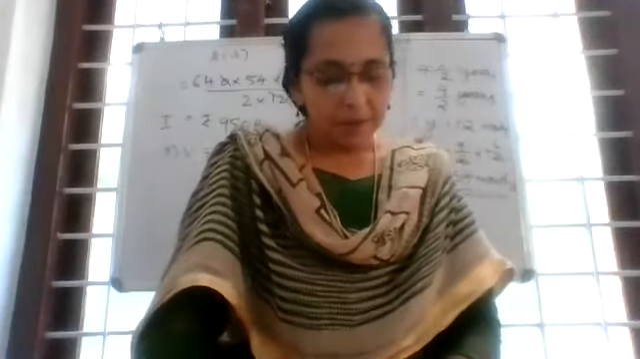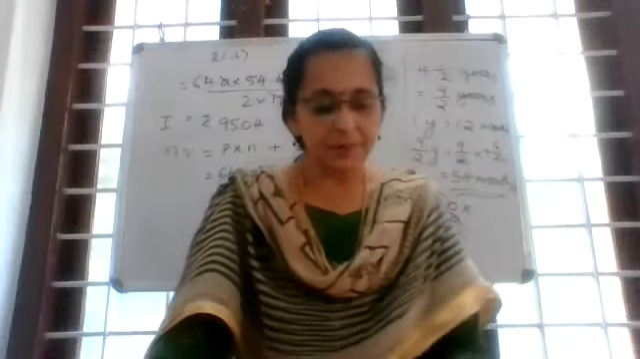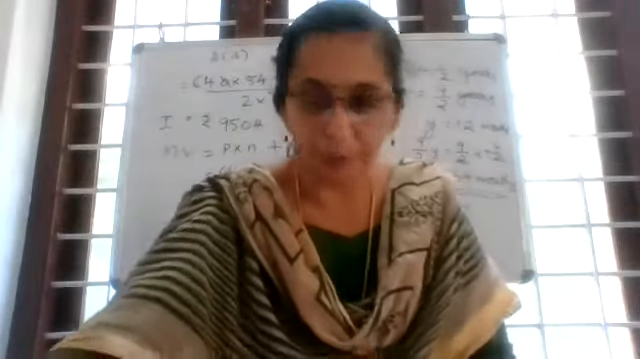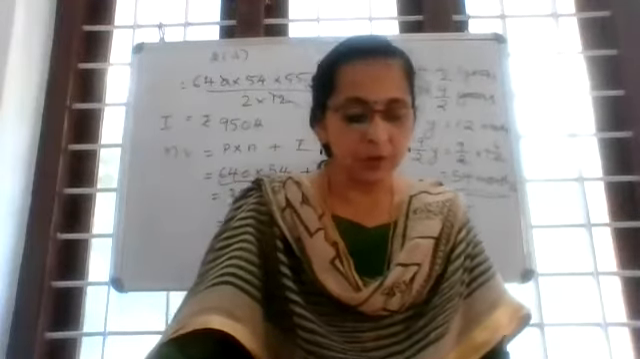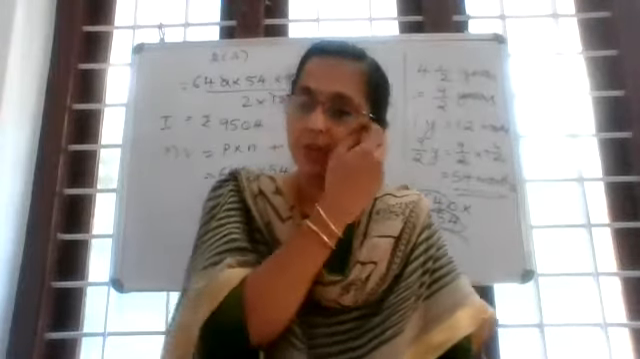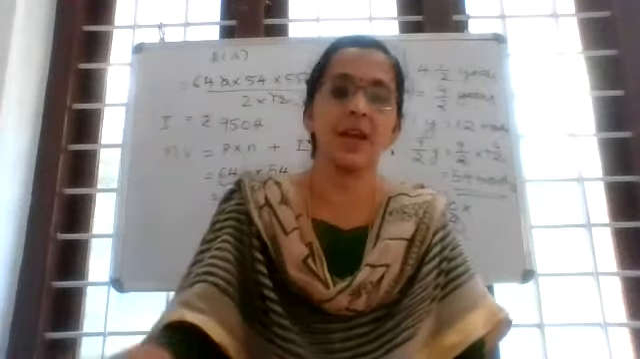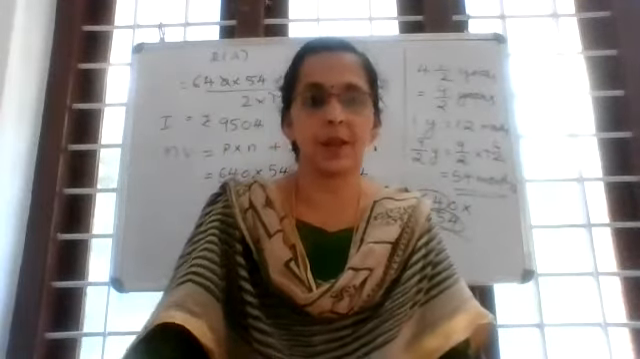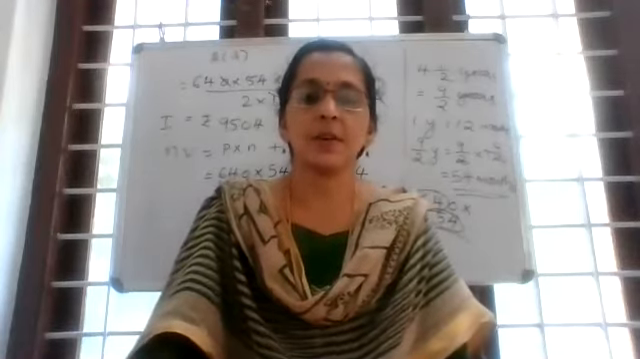Each of A and B opened a recurring deposit account in a bank. A deposited rupees 1,200 per month for 3 years. So first we can do it for A. Write the heading for A. We are considering A now.